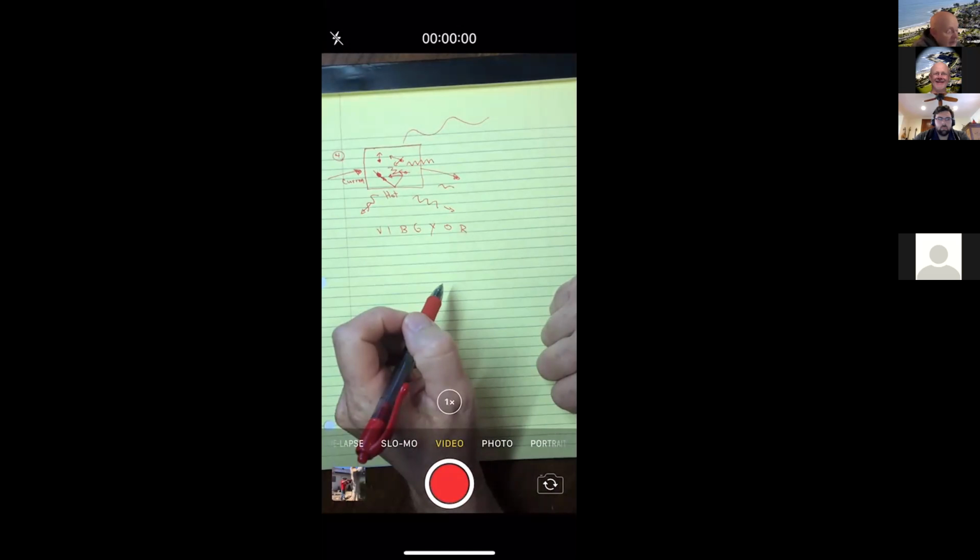However, if you then take a gas, where the molecules are far apart, that's why it will only work with the gases. Uh-oh, my camera froze.